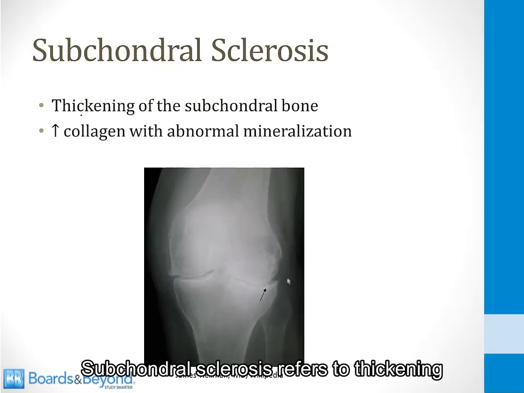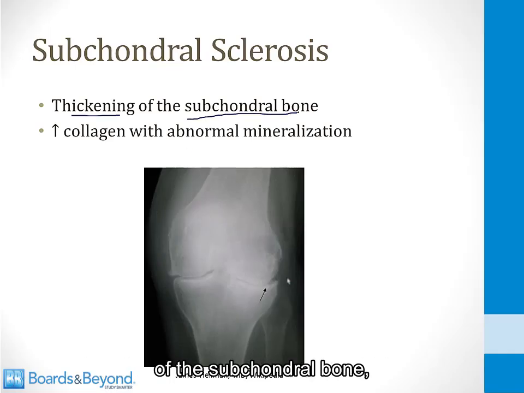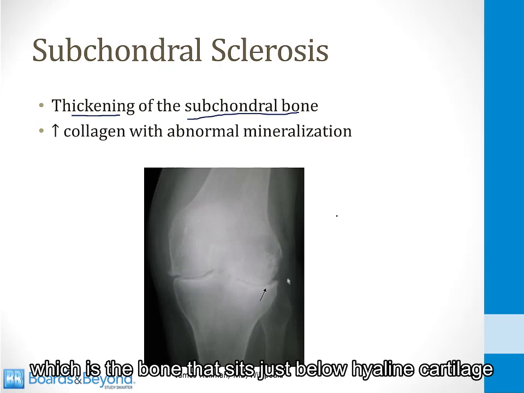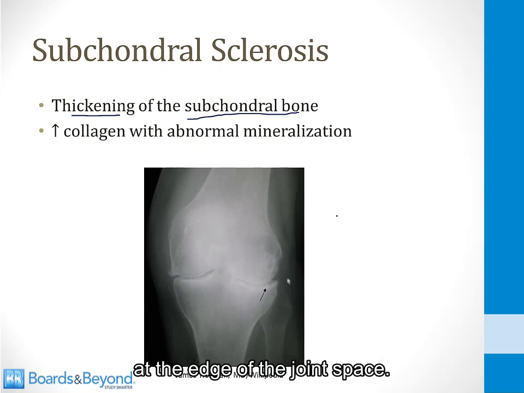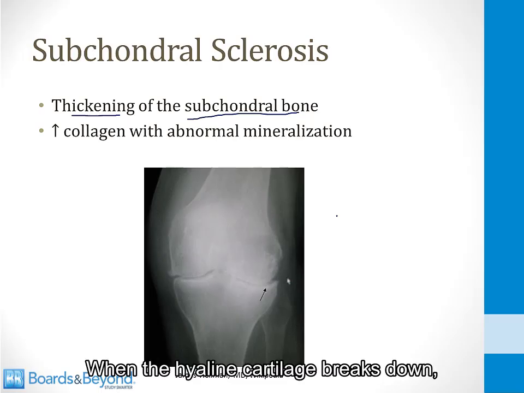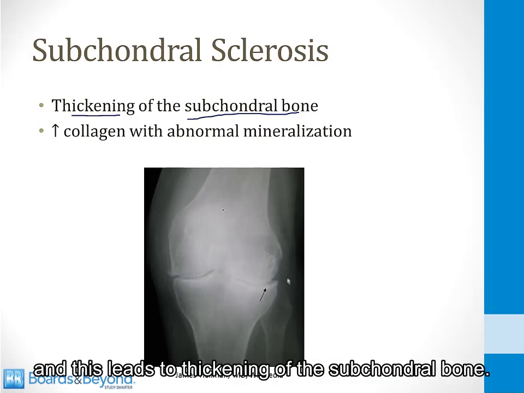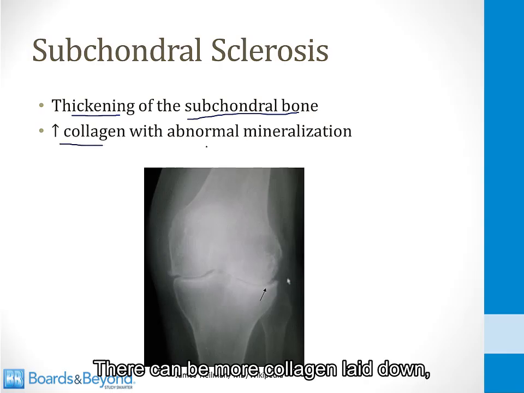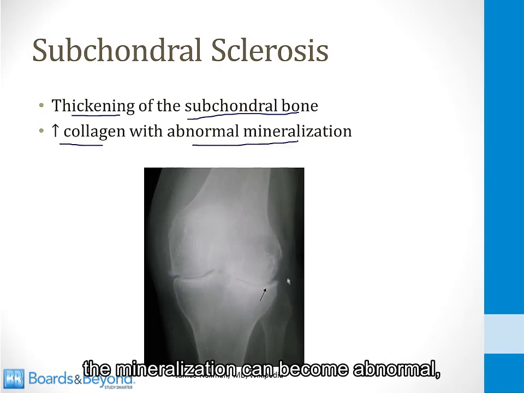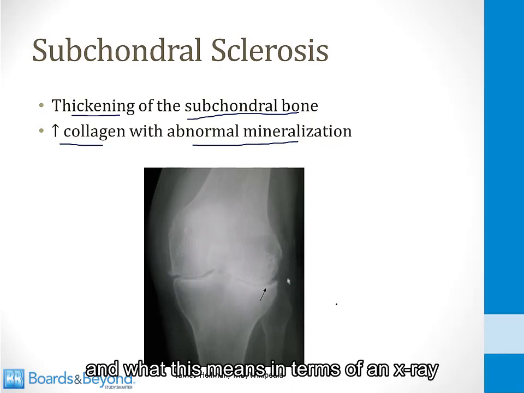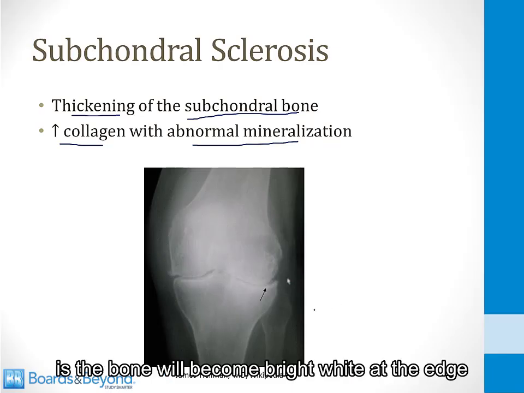Subchondral sclerosis refers to thickening of the subchondral bone, which is the bone that sits just below hyaline cartilage at the edge of the joint space. When the hyaline cartilage breaks down, you have exposed bone, you can have bone rubbing on bone, and this leads to thickening of the subchondral bone. There can be more collagen laid down, the mineralization can become abnormal, and what this means in terms of an X-ray is the bone will become bright white at the edge of the joint space.